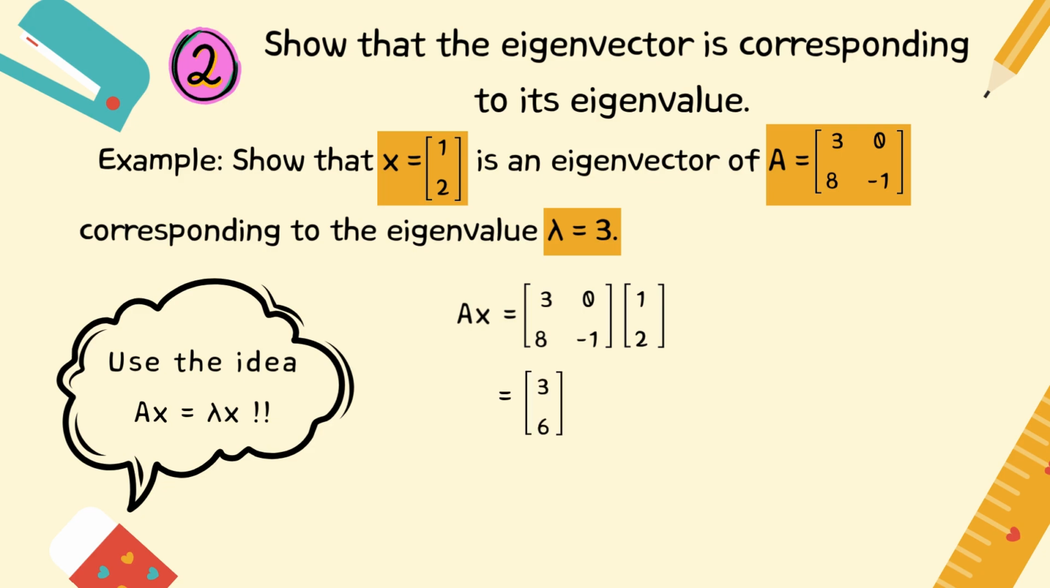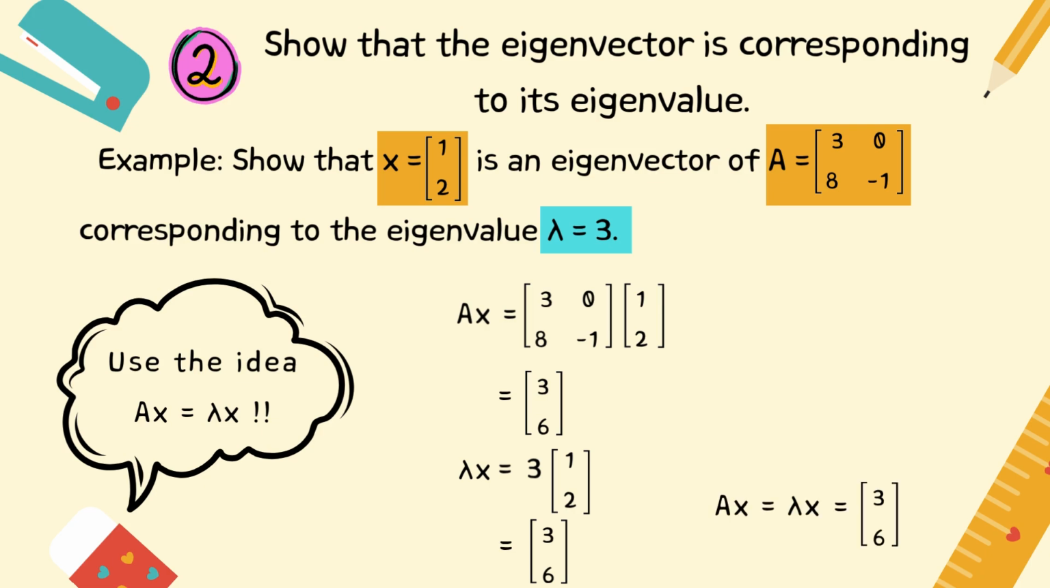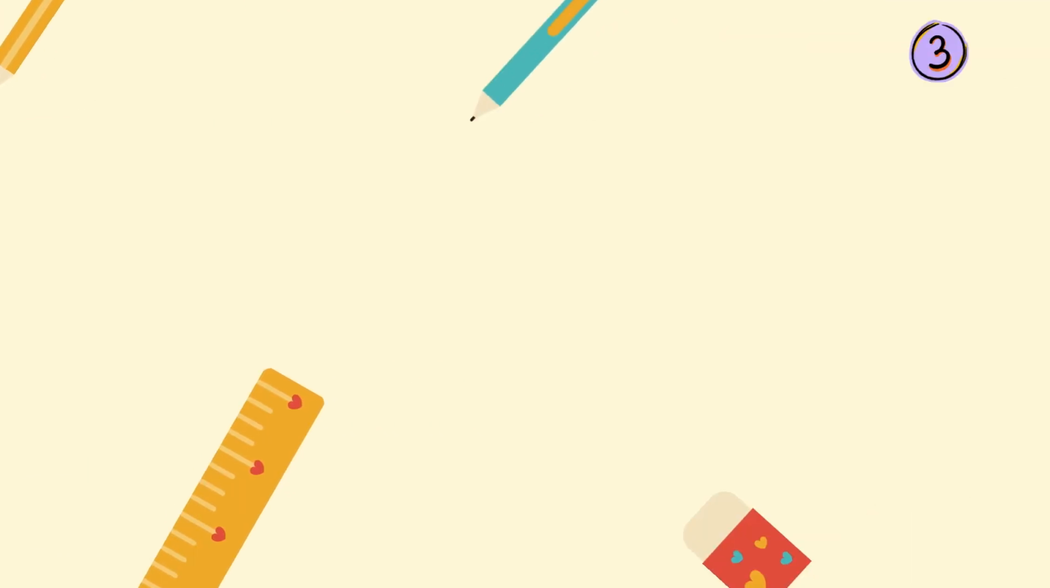Now, check for lambda x. As we know, lambda equals 3. Thus, lambda x is equal to 3 times [1, 2] and we will get [3, 6]. Since Ax equals lambda x equals [3, 6], we confirm that x is an eigenvector of A and the corresponding eigenvalue is lambda equals 3. This step is very important when verifying solutions in exams or applications.